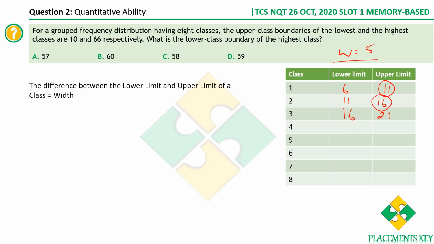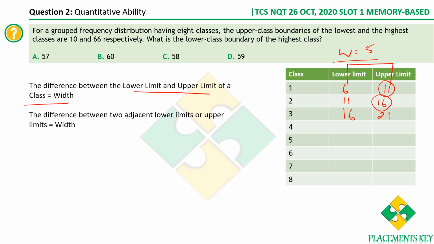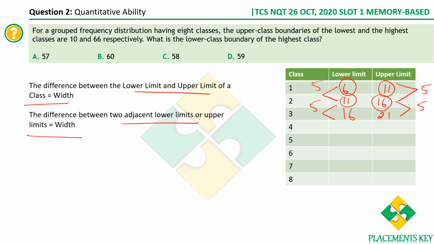So what can we observe? The difference between the lower limit and upper limit of a class is always equal to the width. What is the difference between lower and upper? It is 5. Even here it is 5. Even here it is 5. And also the difference between two adjacent lower limits or upper limits is equal to the width. See here, what is the difference between these two? It is 5. This is also 5 and this is also 5. Therefore the difference between two adjacent lower limits, or between two adjacent upper limits, is also equal to the width. With this theory we can solve this question.